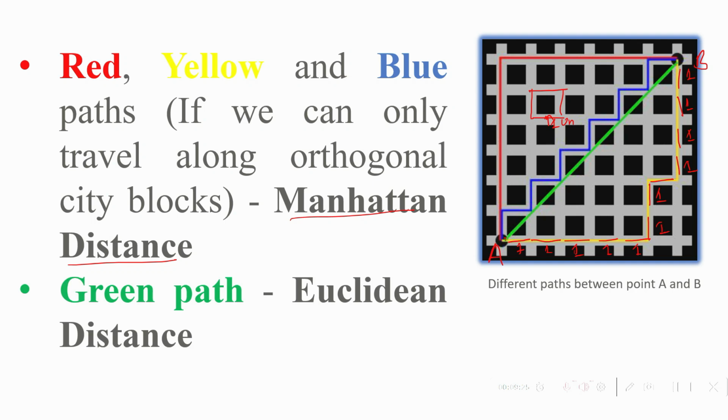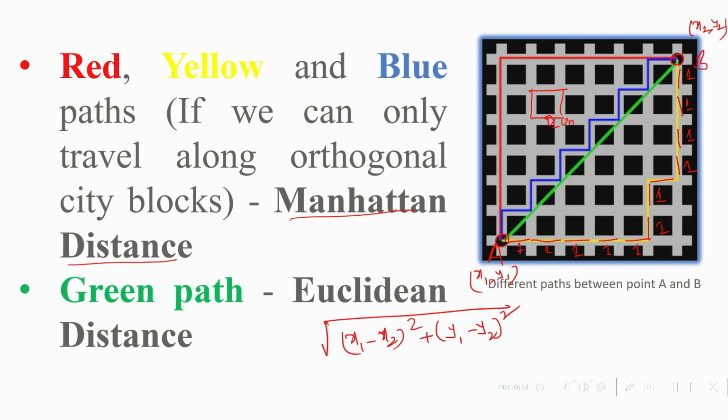And one more thing is called the green path. Here these are the coordinates of point A and these are the coordinates of point B. We want to traverse from A of (x1, y1) to B of (x2, y2). There is a straight line, and that straight line gives the Euclidean distance. That path is called the green path. The formula for the green path, the Euclidean distance, is the square root of (x1 minus x2) whole squared plus (y1 minus y2) whole squared.